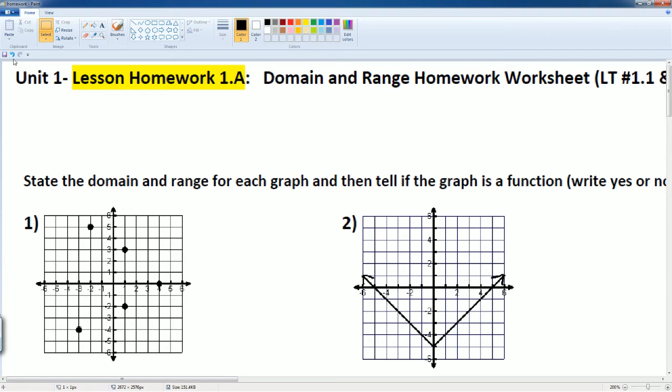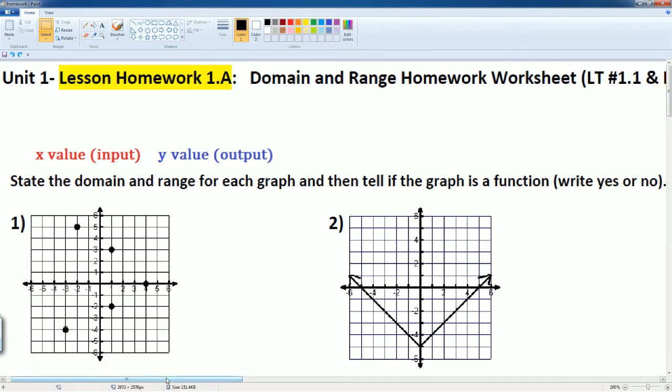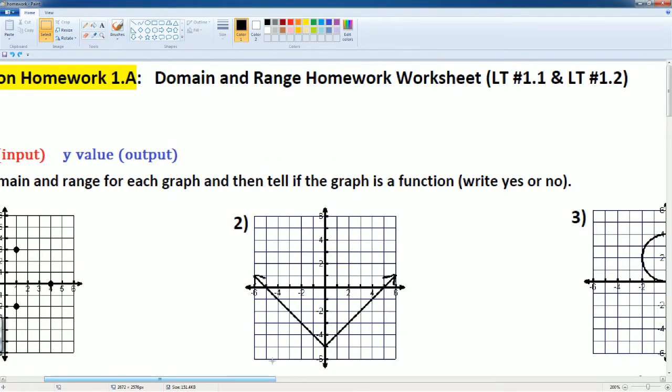The domain is referred to as your x value, which is also your input. The x value can be determined on the x axis. The range is your y values, or the output of your values on the grid. Then lastly, whether it is a function or not.